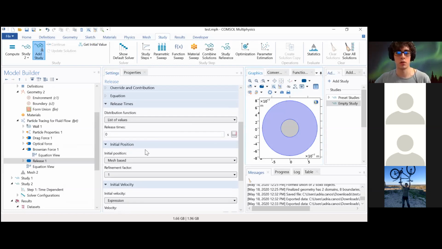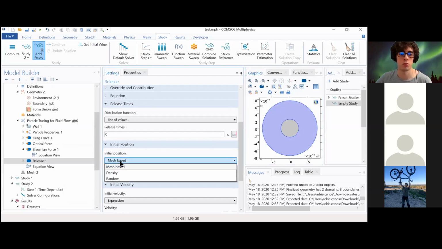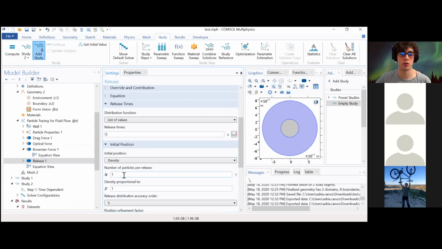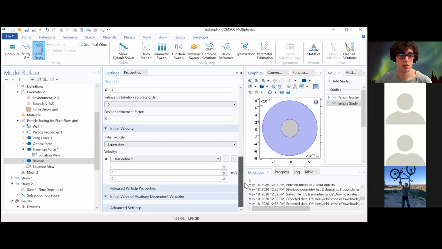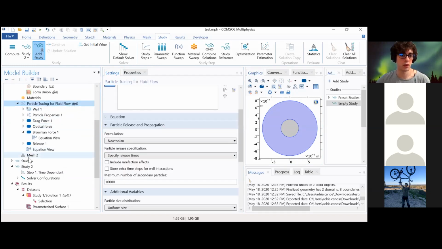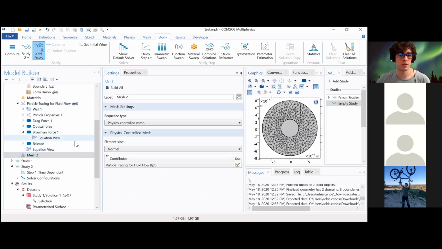And here, you have different options where you can define your particle position. So instead of mesh-based, I will consider density and 100 particles. This just means that the solver will take the domain and consider a distribution of 100 particles and will place them uniformly in this domain. And I will assume that the particles start with an initial velocity of 0. So now the mesh is clear, it's automatic, there is no real need to make it finer.